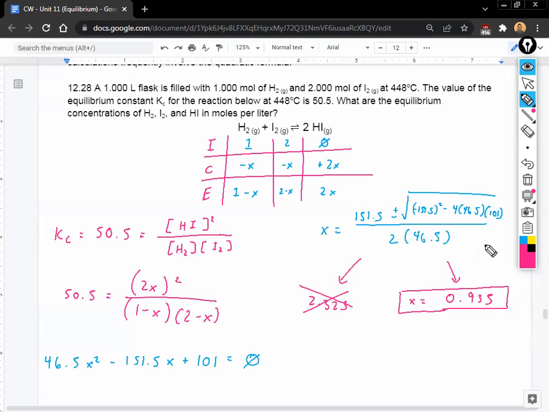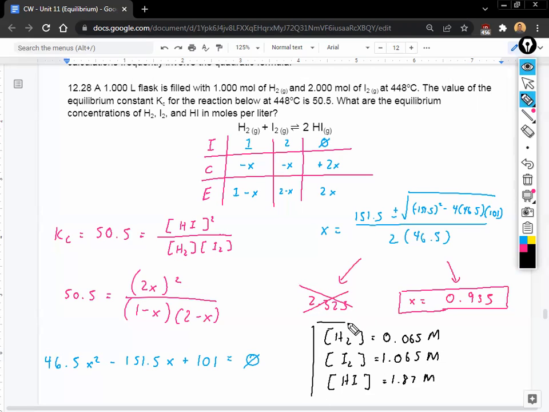So the final answers here, if we plug in these values: the concentration of H2 is going to equal 0.065 molarity. The concentration of I2 is going to equal 1.065 molarity. And the concentration of HI is going to equal 1.87 molarity. And there you go, your final answers.